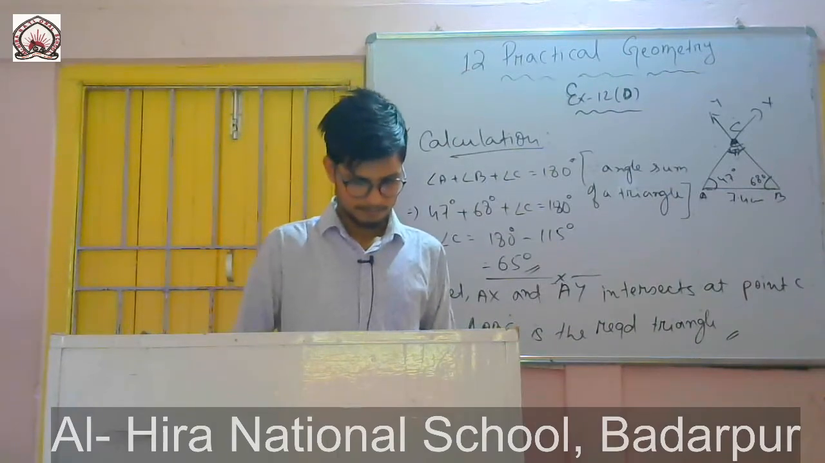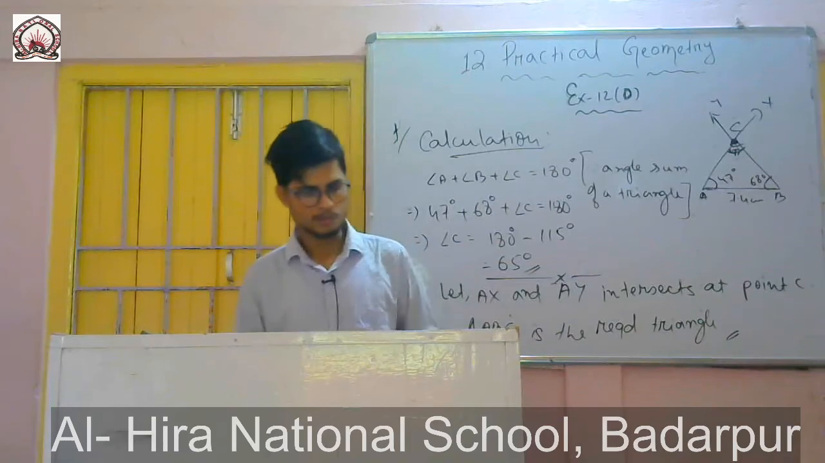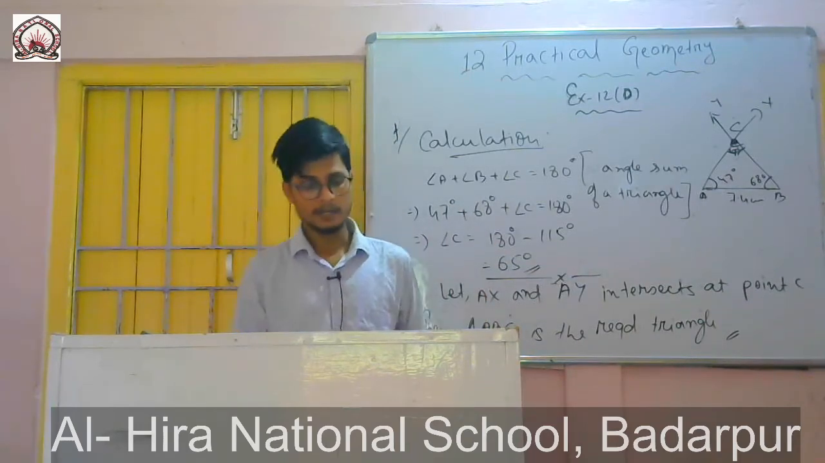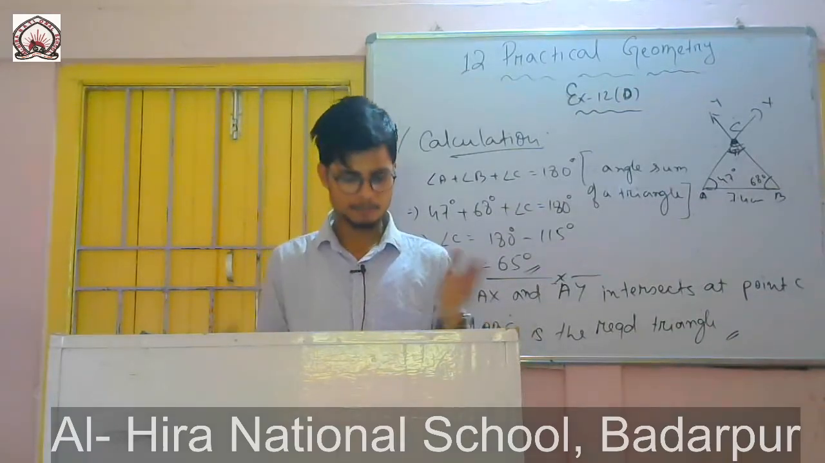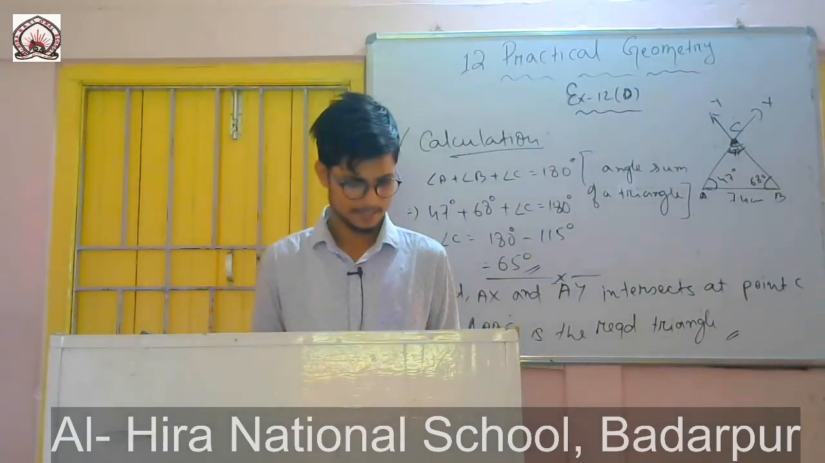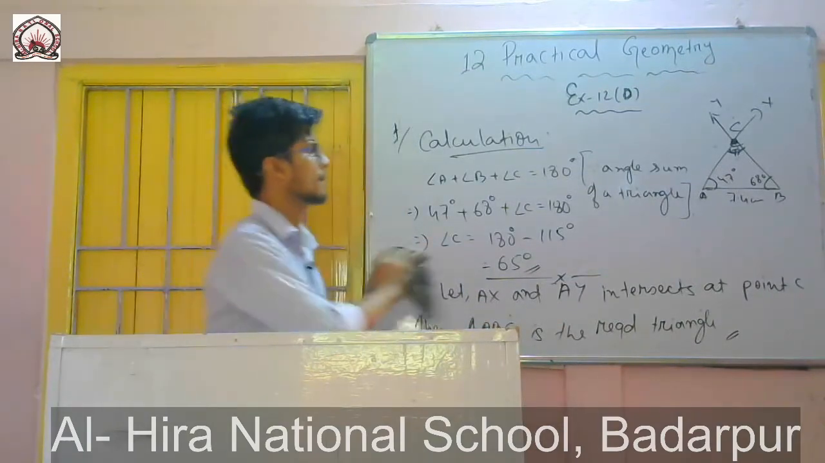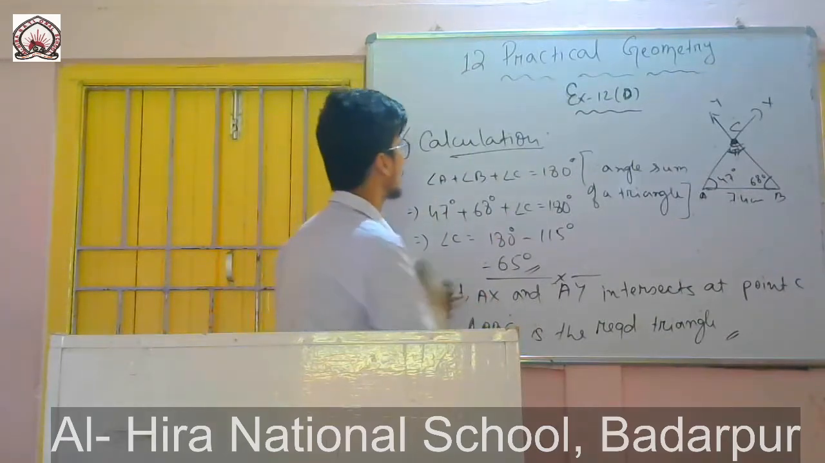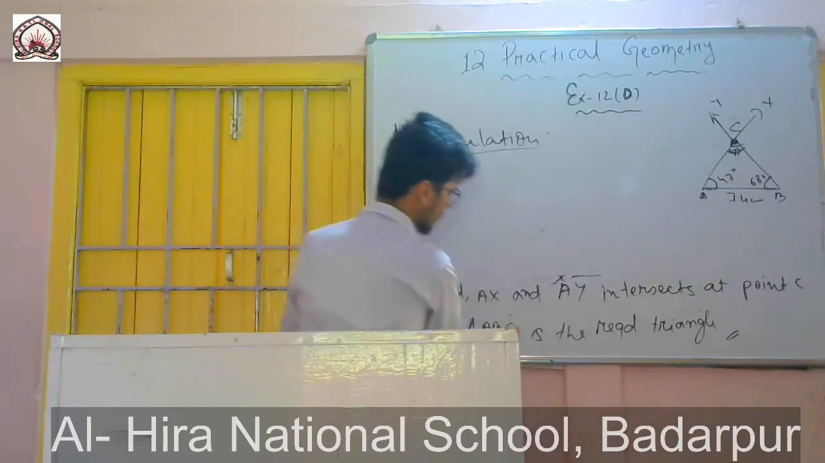All the questions are the same, but in questions number 3 and 5, one extra line is given: draw the perpendicular from Y to XZ. That means you have to draw a perpendicular. In question number 5 also the same. Everything is the same, just you have to draw a perpendicular. So I will show you how to draw a perpendicular bisector.